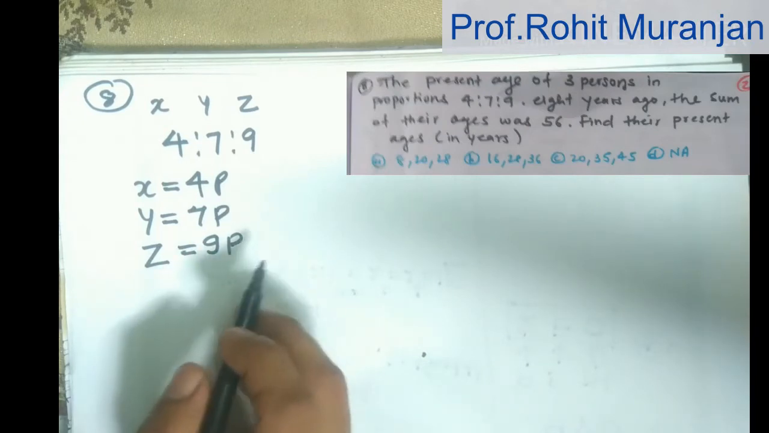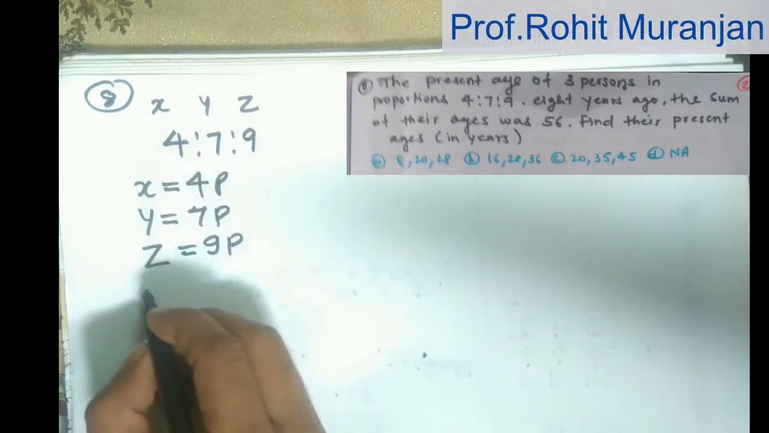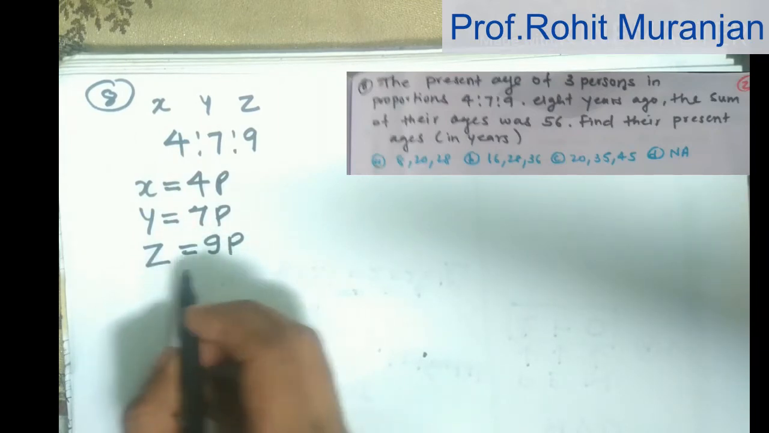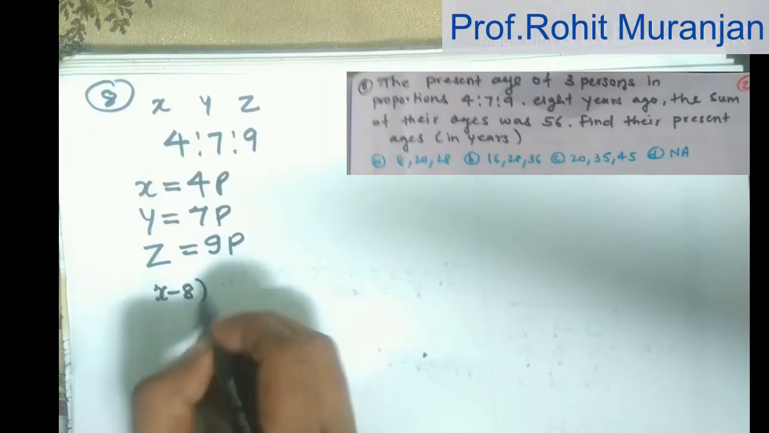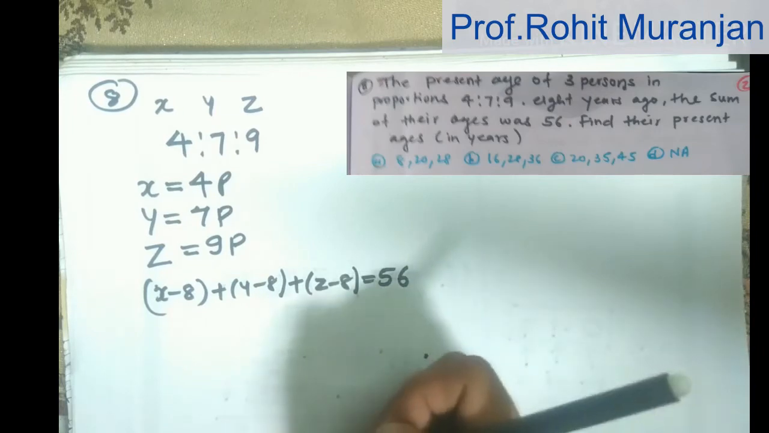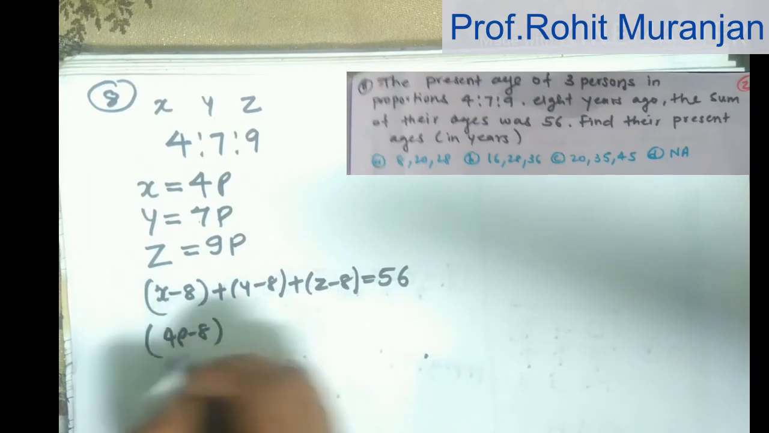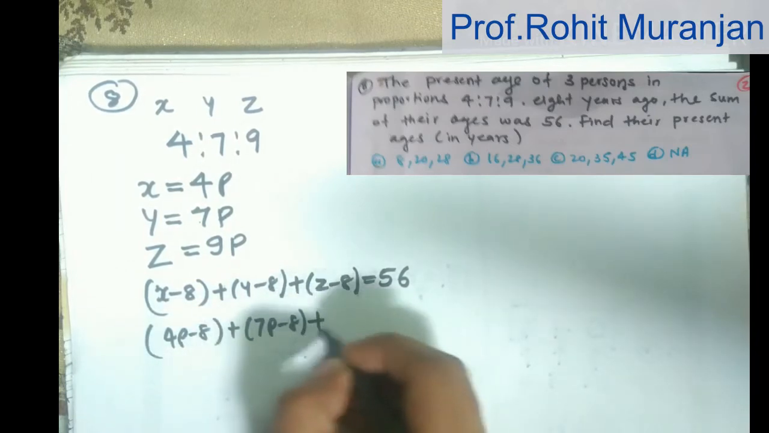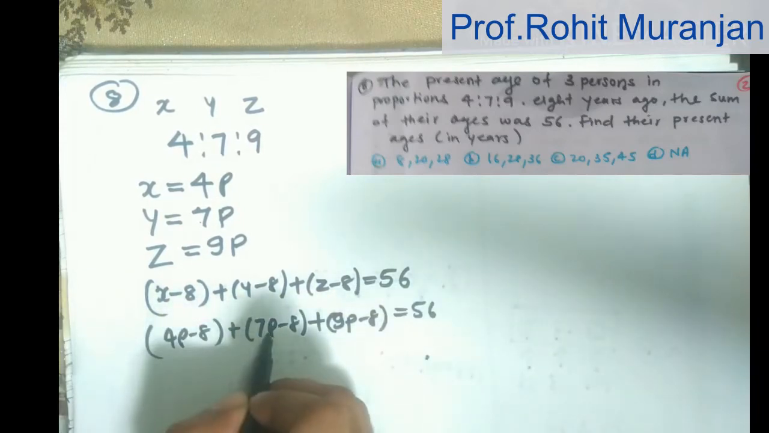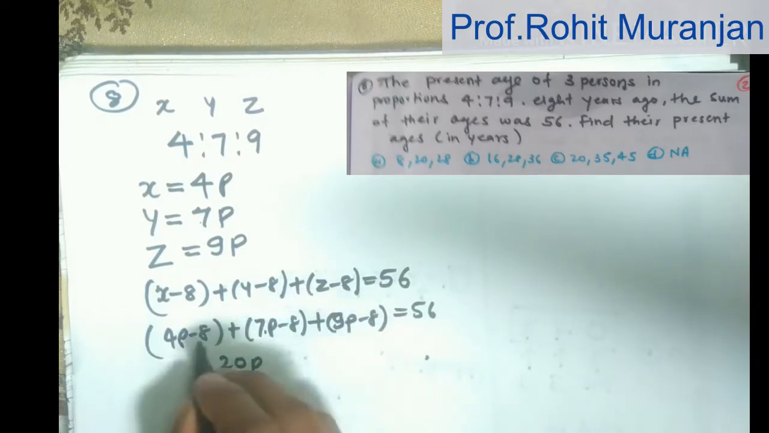They have given 8 years ago. Whenever they impose this condition, we will subtract 8 from the current age. So 8 years ago, the sum of their ages is given to be 56. Means what? 8 years ago means X minus 8 plus Y minus 8 plus Z minus 8, and this is equal to 56. Now see, X, Y, Z is nothing but our 4p, 7p and 9p. So 4p minus 8 plus 7p minus 8 plus 9p minus 8 is equal to 56. Now 4p plus 7p, 11p, 11 plus 9, 20p, minus 8, minus 8, minus 8.